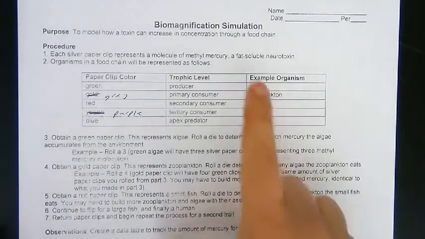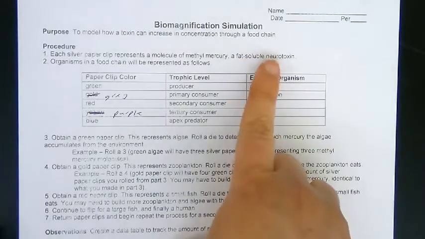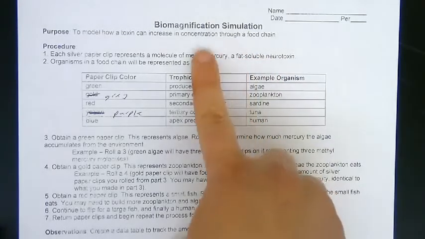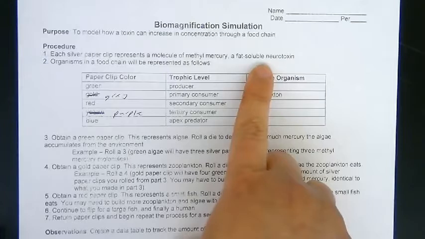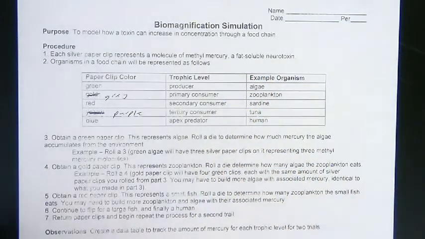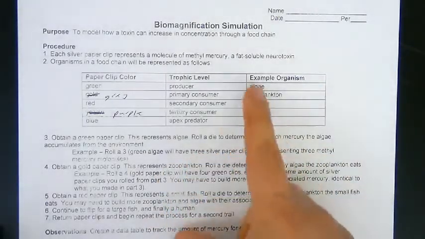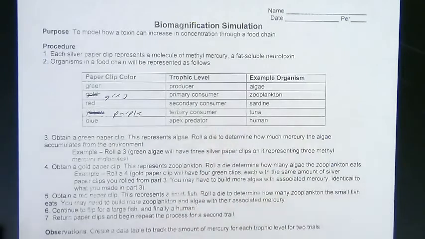So a fish or a human that's eating something is going to store the mercury in its own fat tissues. That means that mercury stays within that organism during its lifetime. And then when you eat another organism, you're going to be ingesting the mercury that's in its fat as well.